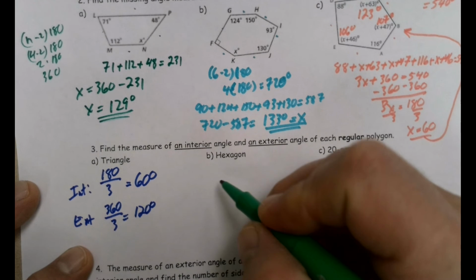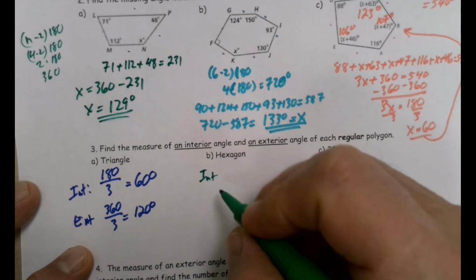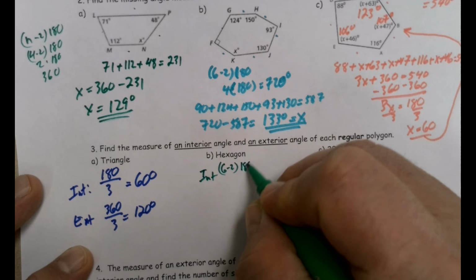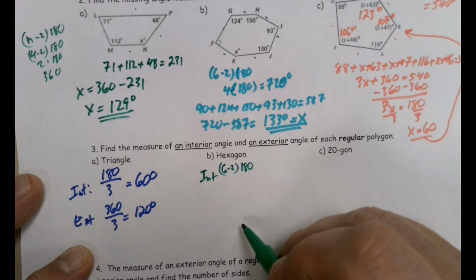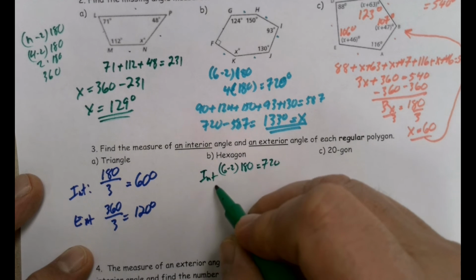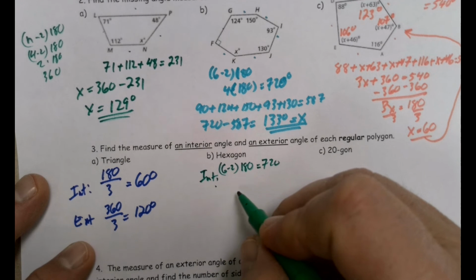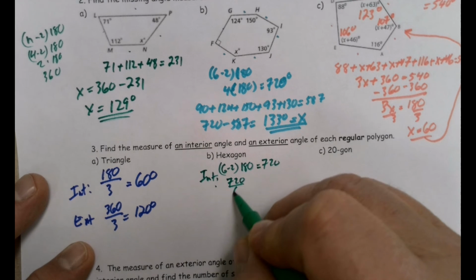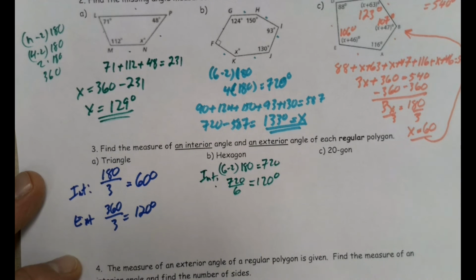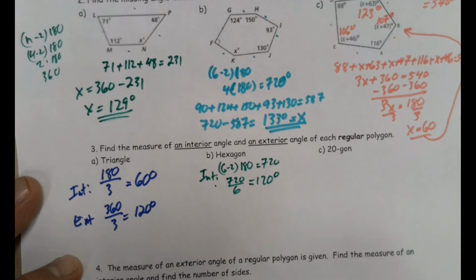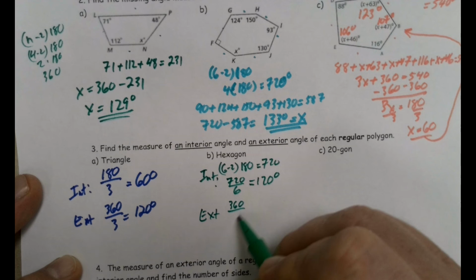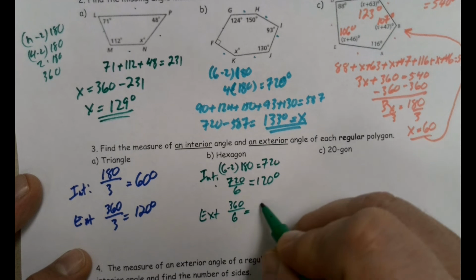Hexagon, interior. That's 6 minus 2 times 180. All divided, and then that equals 720. So for my interior angles, I'm going to take 720 divided by 6, and it gives me 120 degrees. Okay, now if you hadn't noticed this yet, well, maybe you will on this one. Exterior, I'm going to take 360 divided by the 6, and I get 60 degrees.